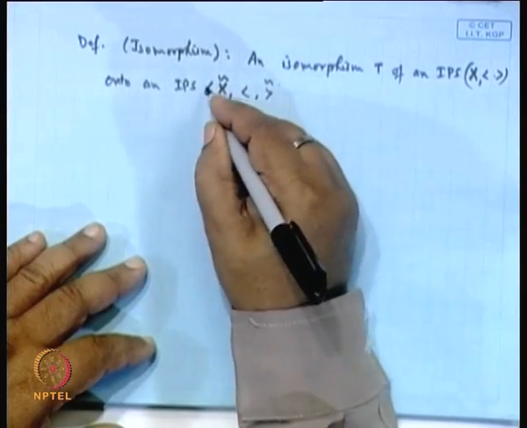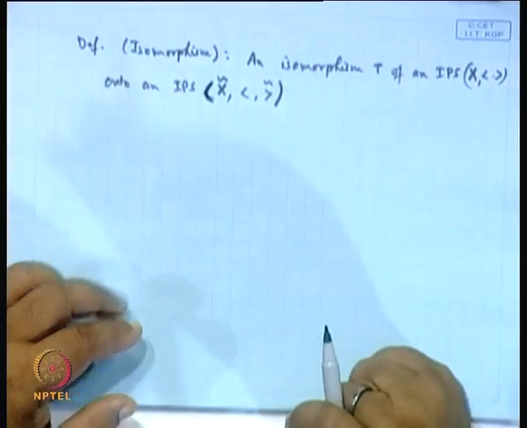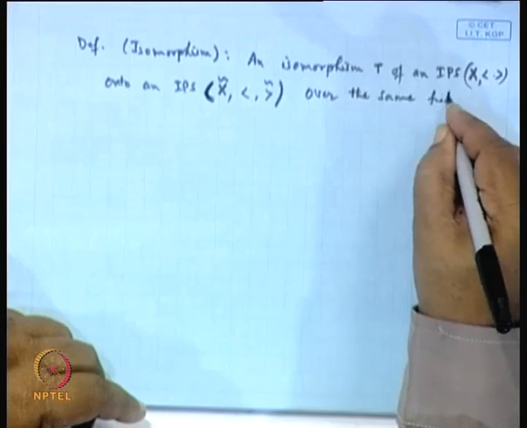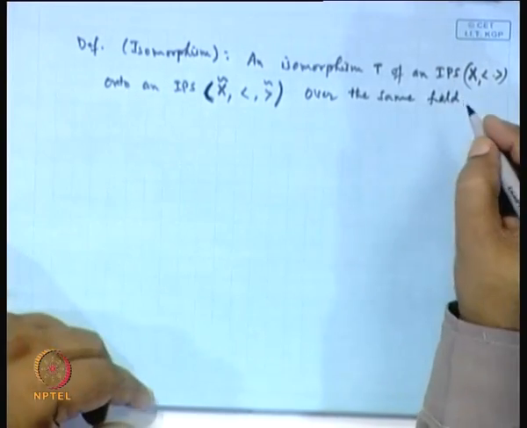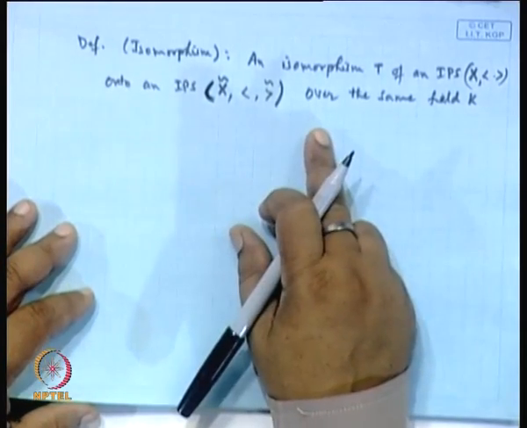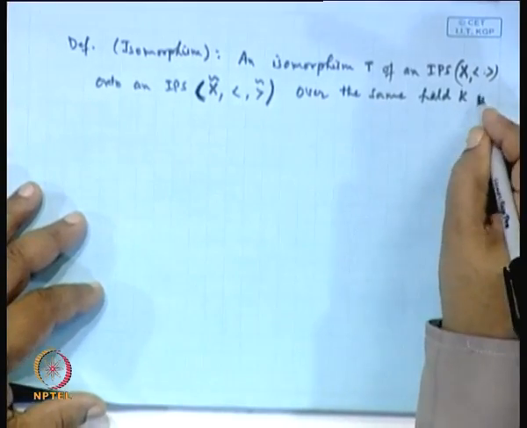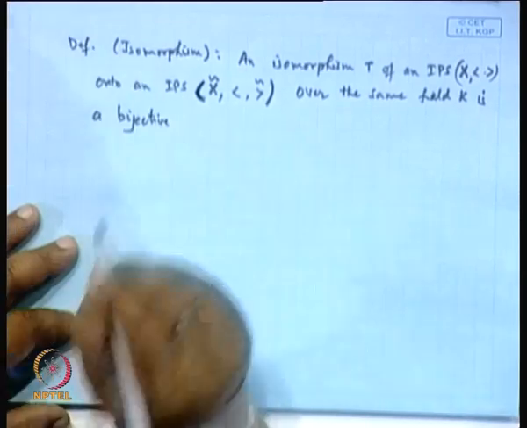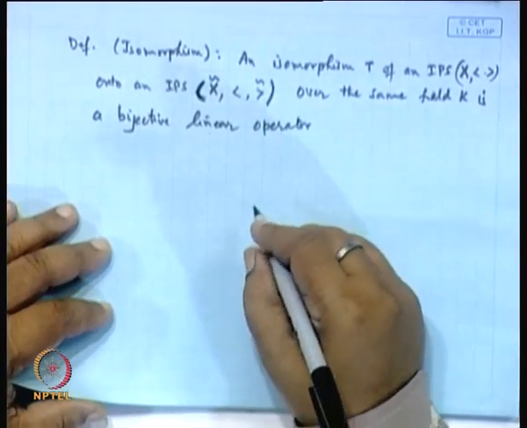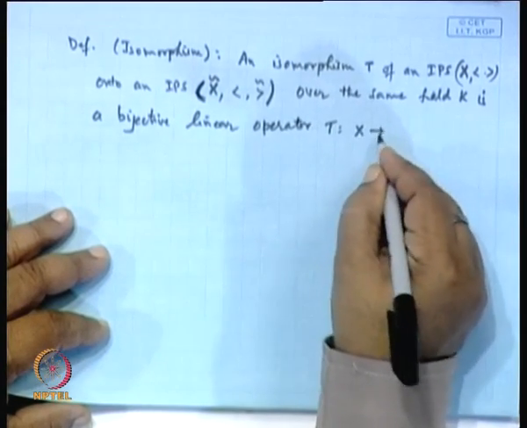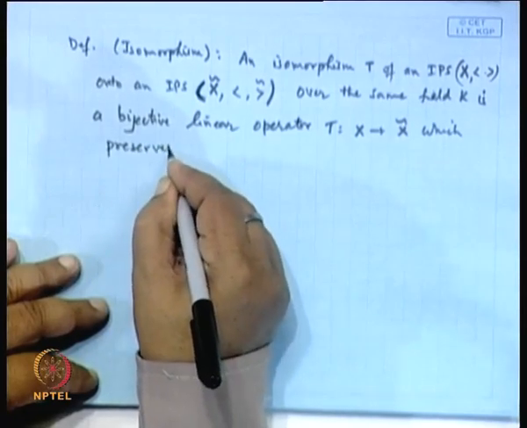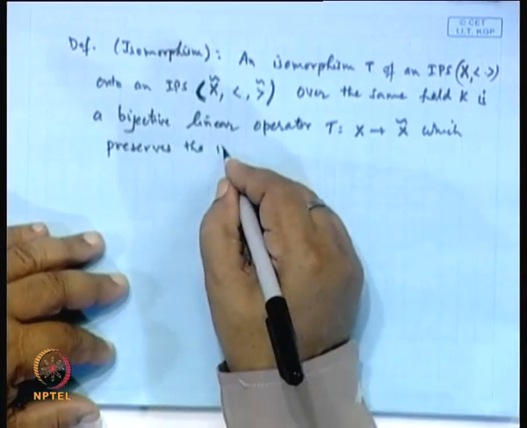This is our one inner product, this is another, over the same field of scalar, the same field K. So an isomorphism T of an inner product space X onto an inner product space X delta over the same field K is a bijective linear operator T from X to X delta, which preserves the corresponding inner products.